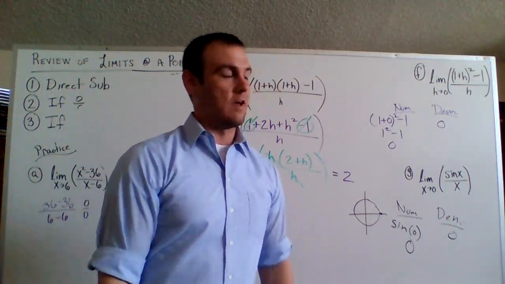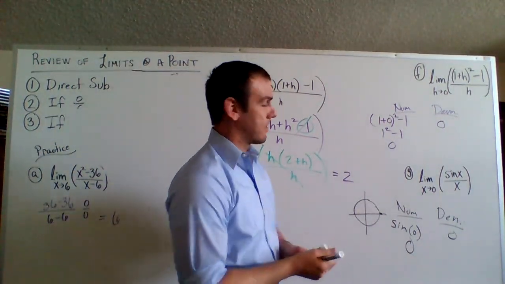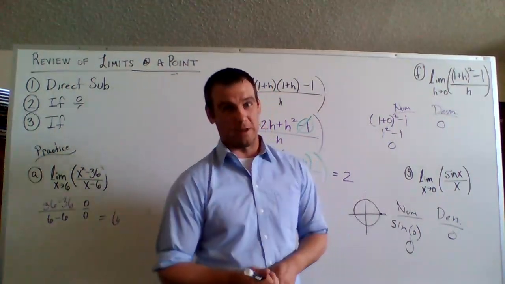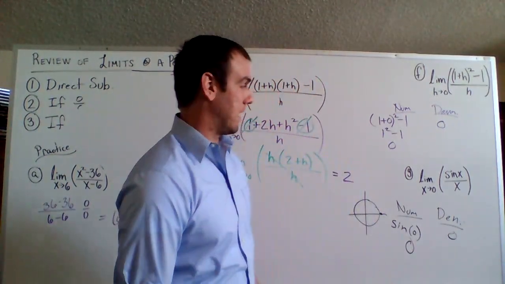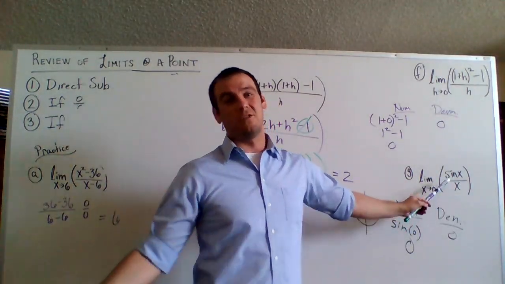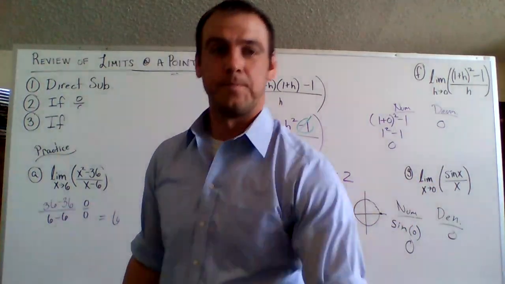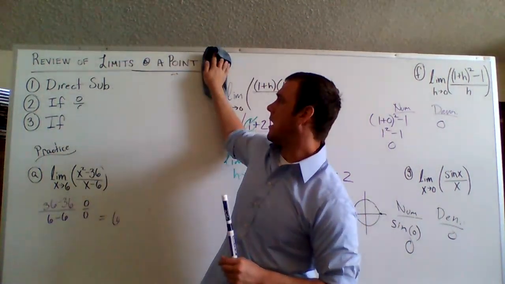All right, so now we got to finagle it, right? Not quite. All right, so we don't know any way to finagle this one. That is where we're going to start talking about L'Hopital's rule. Okay, so L'Hopital's rule is going to be useful in cases like this where we get 0 over 0, but don't know any way to direct sub or finagle it.